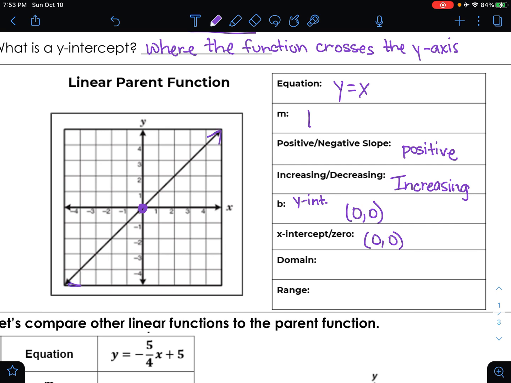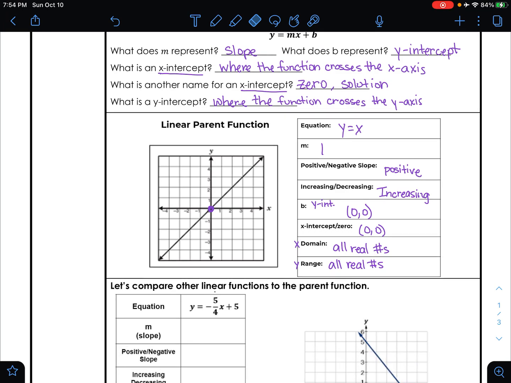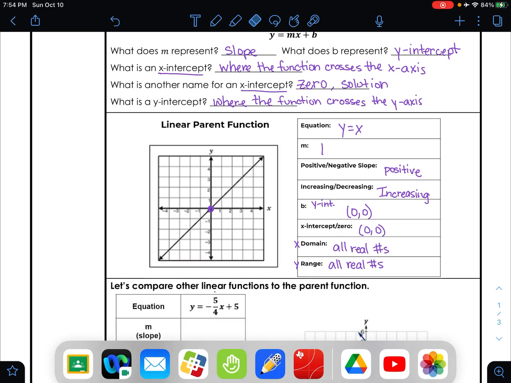The domain, it's going to keep going from left to right. Remember, our domains are x values. So it's going to keep going from the left to the right. So it's going to be all real numbers. And the range is our y values. It's going all the way down and all the way up forever and ever. So it's also all real numbers. Okay, so that is the linear parent function.